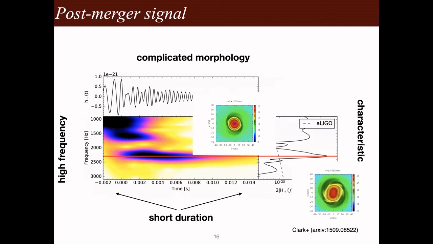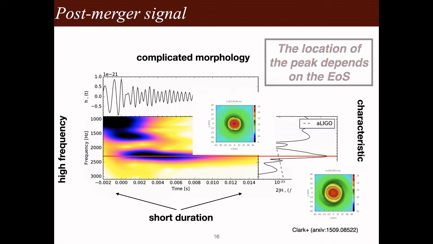So exactly the compactness of the remnant star, its density, all affects the frequency at which the post-merger signal comes. So if we can measure it, we can say something about the equation of state.